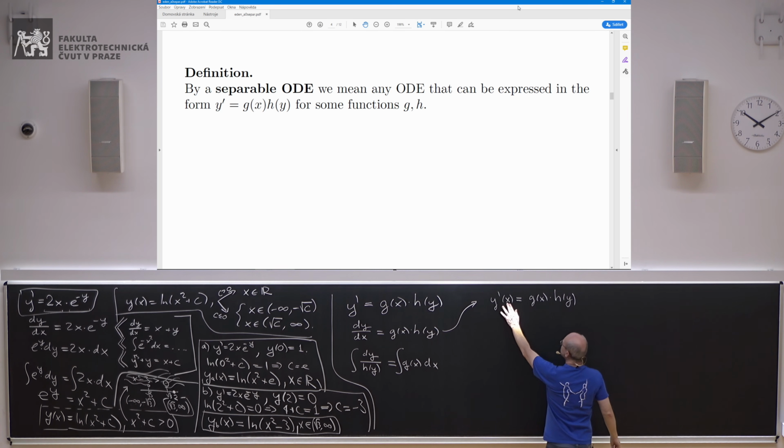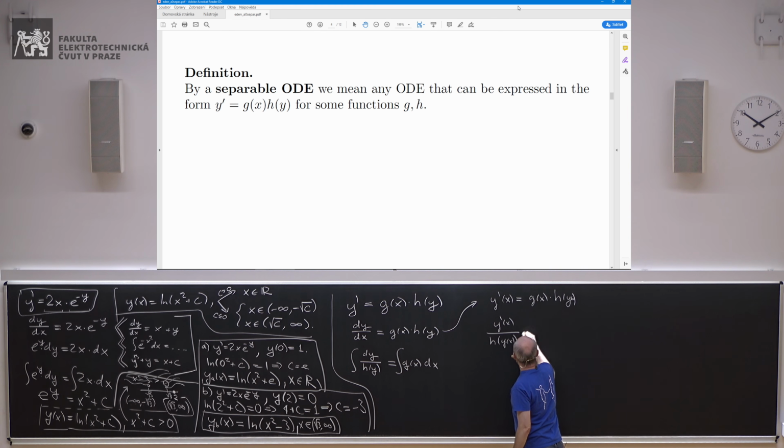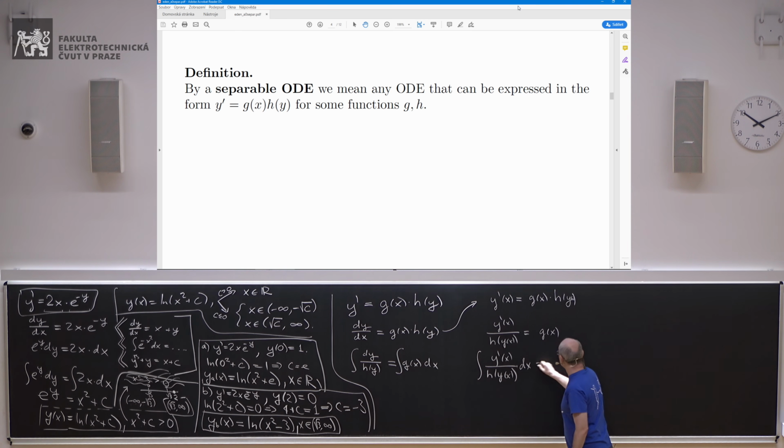So, x is a dummy variable here, so I pretend I don't see it. I see y here, which also has x in it. So I take this and I move it to the left. And I get y'(x) divided by h(y(x)) is equal to g(x). So far, so good. Now I can attach integrals. But when I'm attaching integrals, I also have to attach the differentials, because I simply take an equation and I integrate it.